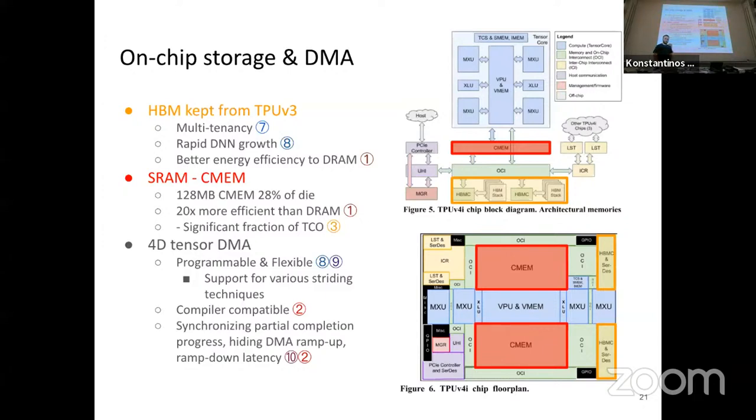And finally, they have included a new so-called 4D tensor DMA, which is just a very fancy unit that can be programmed to efficiently move data between the individual blocks in the core. And some of its properties are that it's very highly programmable, meaning it can exploit some of the compiler optimizations, and it can provide lower latency throughout the chip.